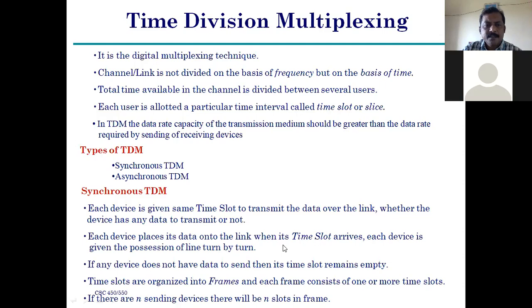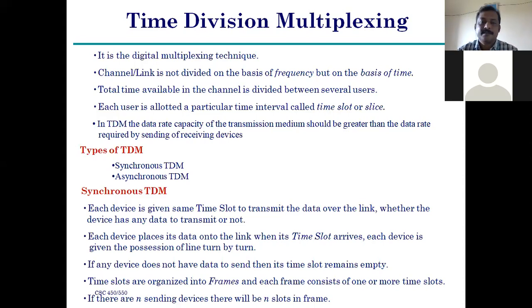Here, whether the device has any data to transmit or not, one slot is given to the particular user. There are 5 users available. For example, listen very carefully. In a system there are 5 users, right? For these all 5 users, we are giving a slot.